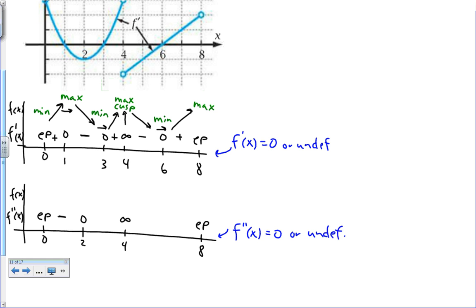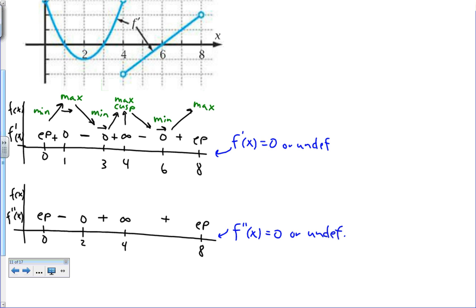And then from 2 to 4, the function there is increasing. F prime is increasing, so its slopes are positive. So that means f double prime would be positive. And then finally from 4 to 8, our function is increasing that whole time there. So f prime is increasing means that f double prime must be positive.